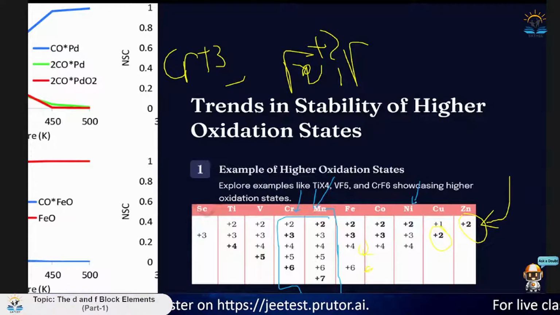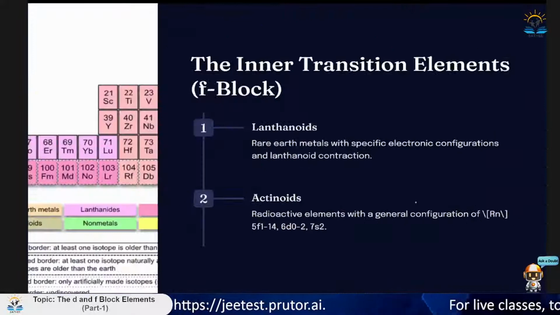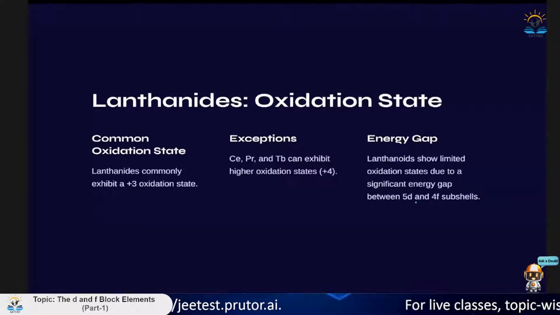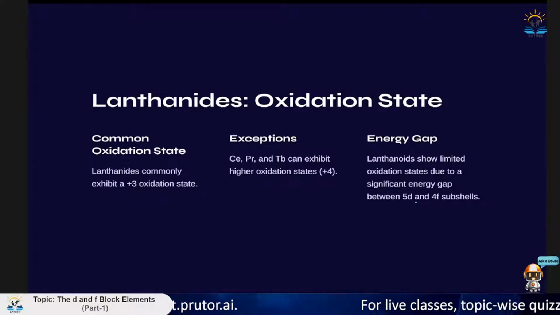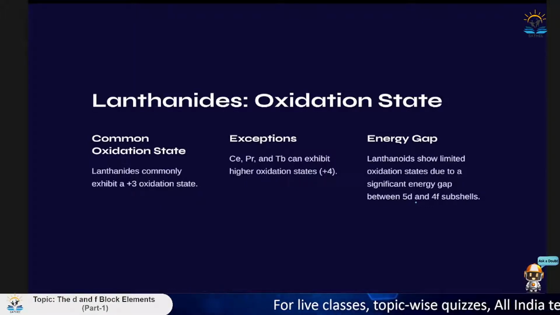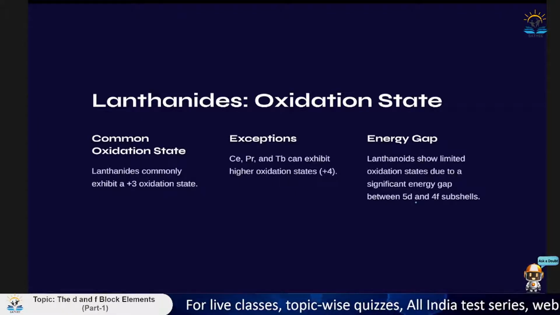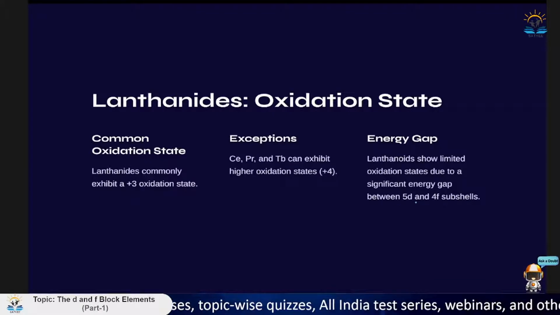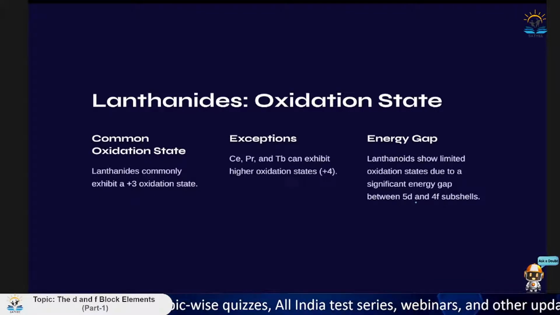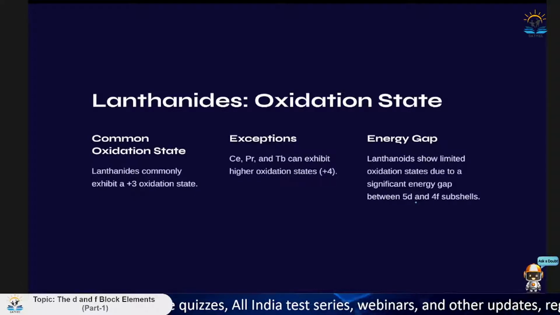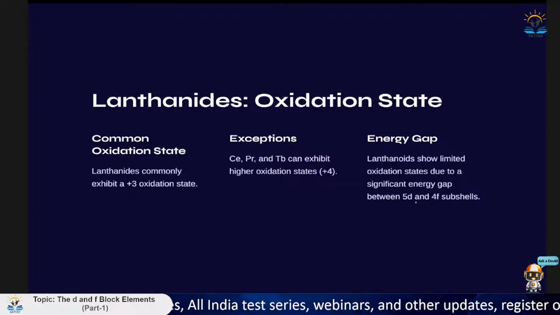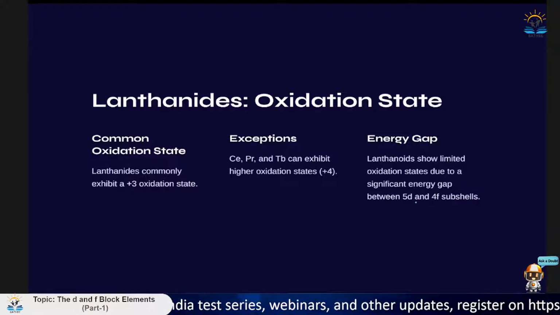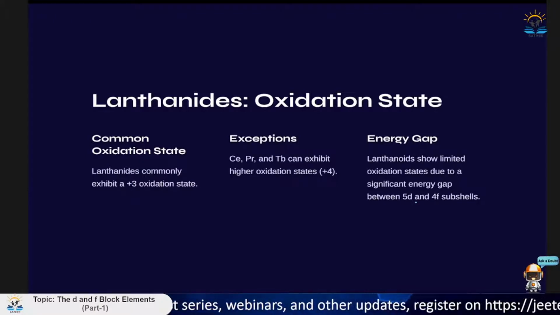To some extent, we have a variety of oxidation states, but that variety does not exist that much when it comes to our lanthanoids. And that simply is because there is a significant energy gap between our 5d and our 4f subshells. Because of this significant energy gap between the two orbitals, there is a very limited range of oxidation states.